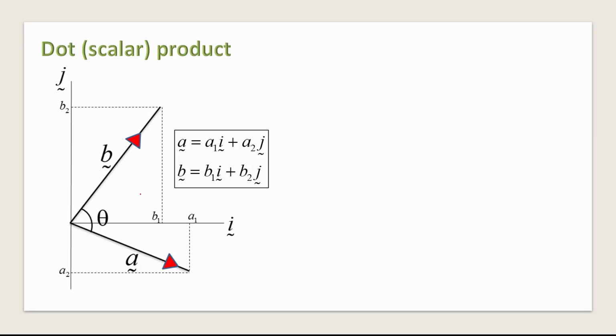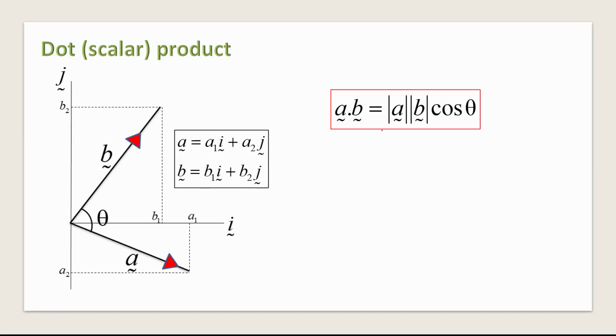So here in our diagram, we have two vectors labeled A and B, and the angle between them is theta. The axes I and J represent unit vectors in each direction, so a unit vector in the I direction, and any vector vertically would be in the J direction. Vector A can be represented in terms of components A1 and A2, as we have here, and similarly for vector B. And the dot or scalar product is defined to be A dot B equals the magnitude of A times the magnitude of B times the cosine of the angle between them.